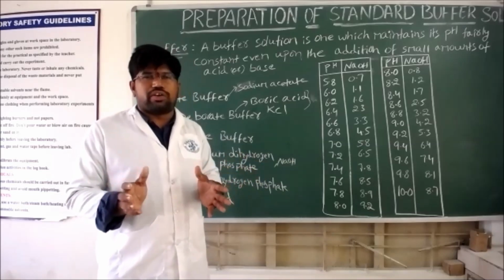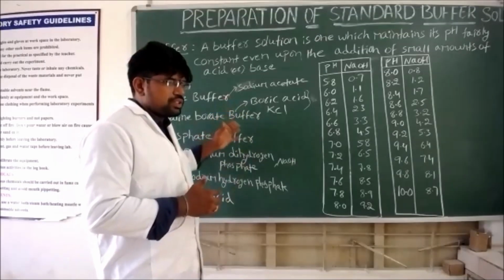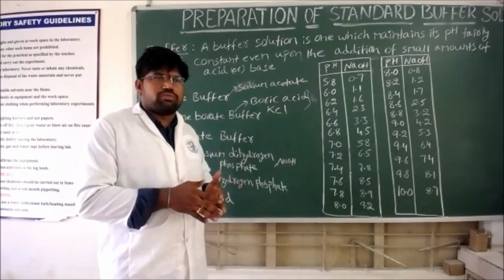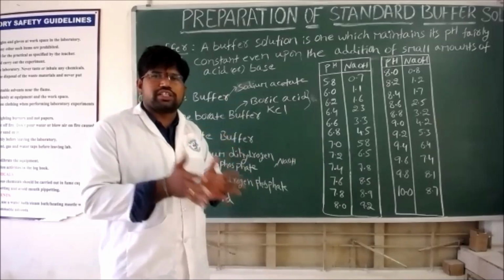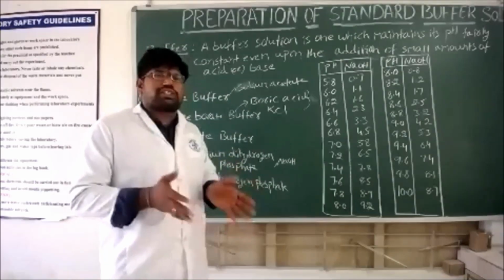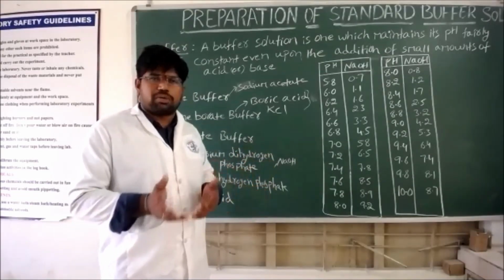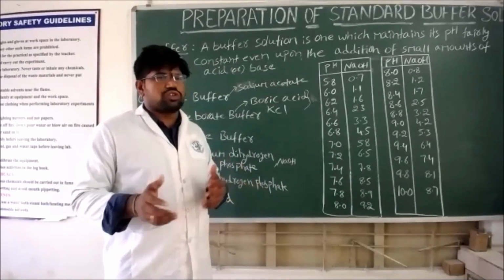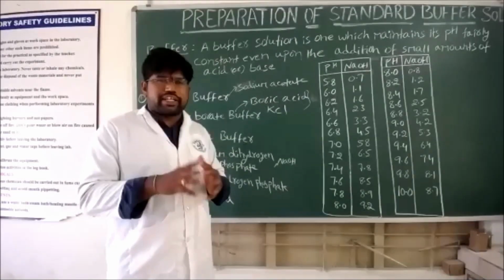So all that is the in vitro importance of the buffers. In vivo, for example, as we discussed already, carbonic acid forms and dissociates to H+ and HCO3-, or sometimes to water and carbon dioxide. And phosphoric acid, H2PO4, dissociates to H+ and HPO4. So all these will act as buffers.